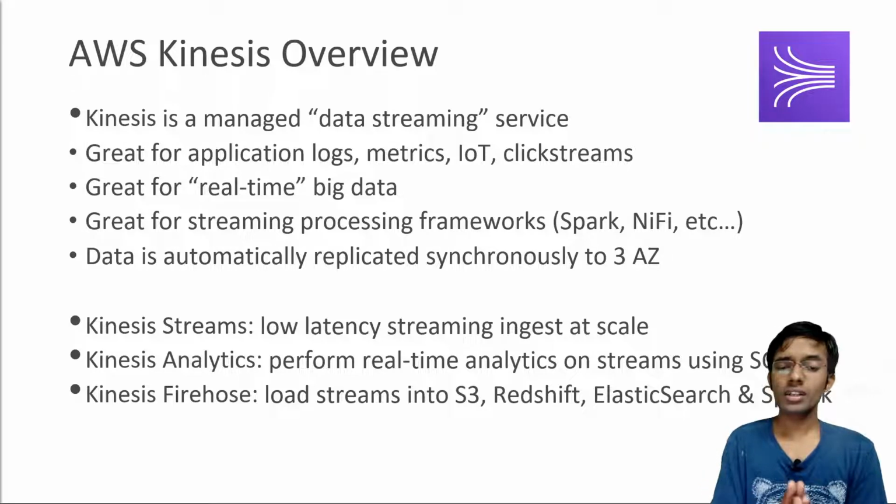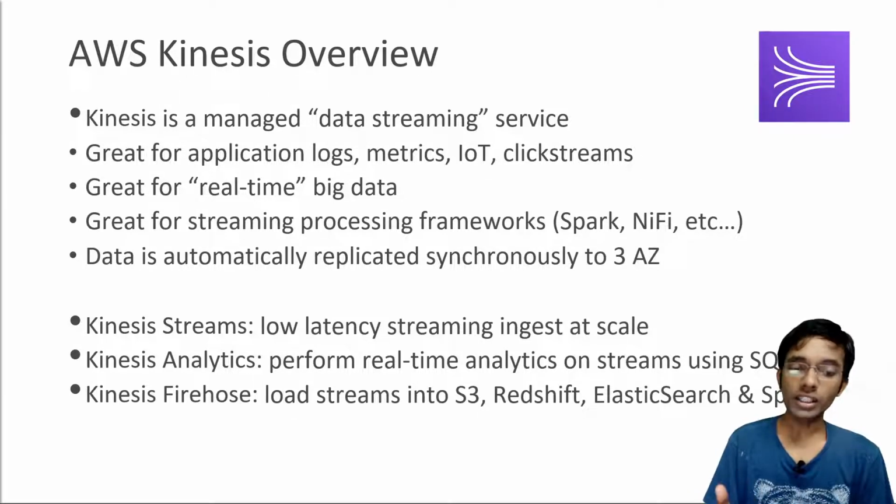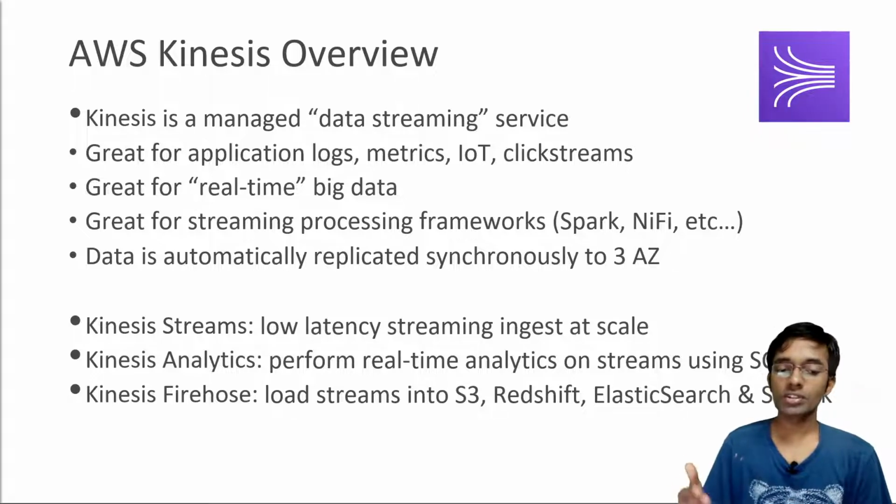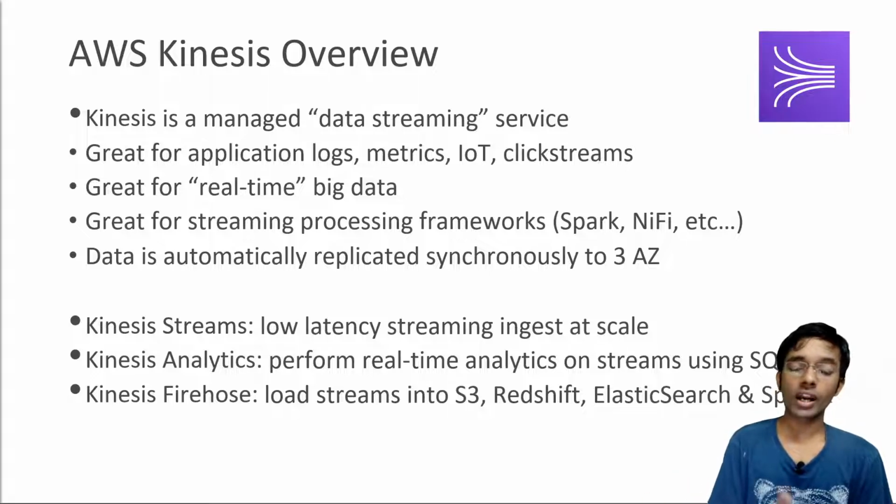So data is automatically going to be replicated synchronously across 3 availability zones. So that makes Kinesis a highly available, fault tolerant service. So Kinesis is made out of 3 services. The first one is Kinesis Streams, which is to have low latency streaming ingestion at scale. Then you have Kinesis Analytics to perform real-time analytics on these Kinesis streams using SQL. And then you have Kinesis Firehose to load streams into S3, Redshift, Elasticsearch, and Splunk.